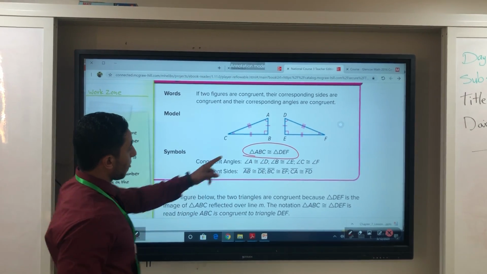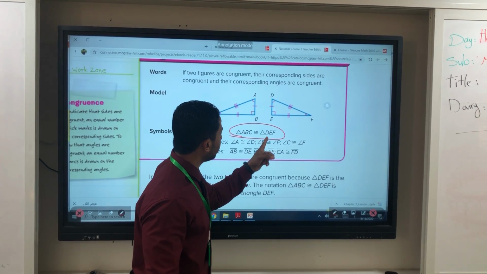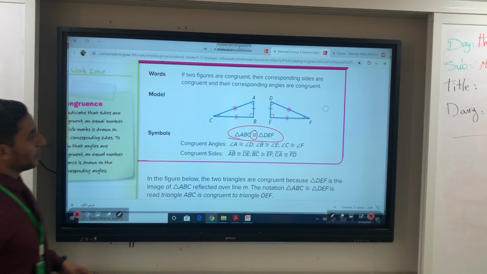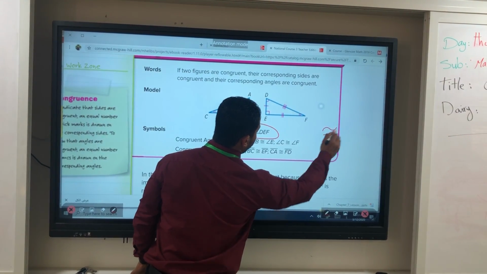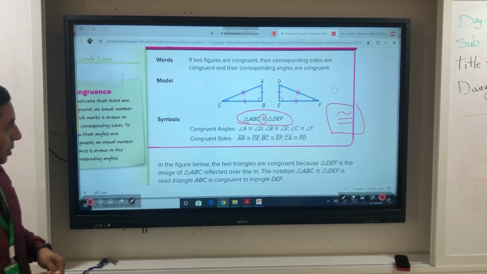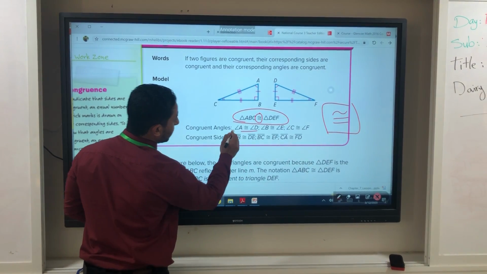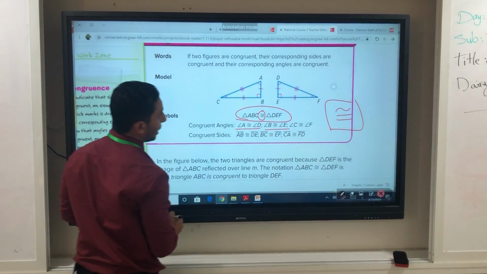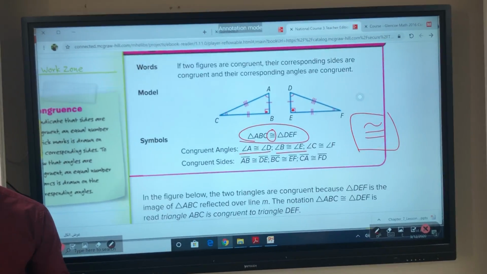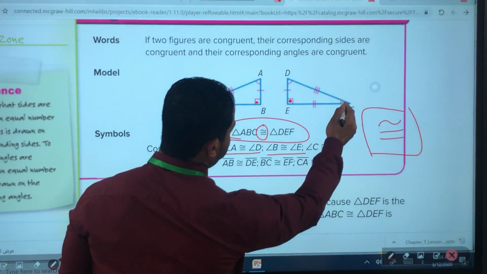If the two triangles are congruent, triangle ABC is congruent to triangle DEF. By the way, this symbol represents congruent. Again, this symbol represents congruent. So let's start from angles. Angle A is congruent to angle D, and angle B is congruent to angle E. Angle E and angle B are congruent, equal in measure. This is 90, 90. Angle C equals angle F.